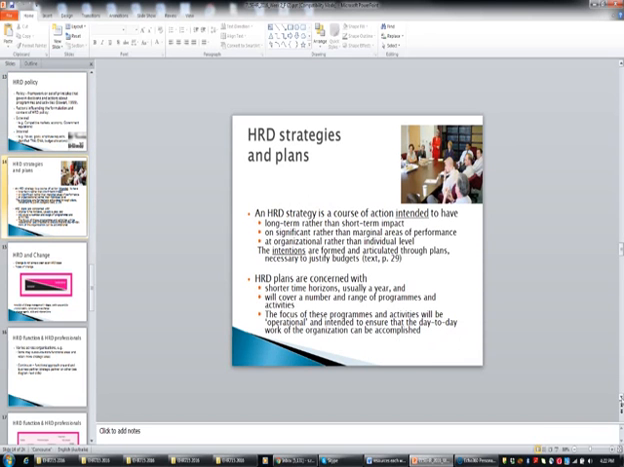HRD strategies and plans. The strategies are intended. It's talking about the long term rather than the short term. It's on significant central areas of performance, and it's organisational rather than the individual level. So it's about intentions and how these are articulated through plans, which is necessary to justify budgets, and the text talks about that on page 29. HRD plans are concerned with shorter term horizons, often a year. What will we achieve in a year in terms of specific programs and activities? They'll be more operational or functional and ensure that the day-to-day work of the organisation can continue.